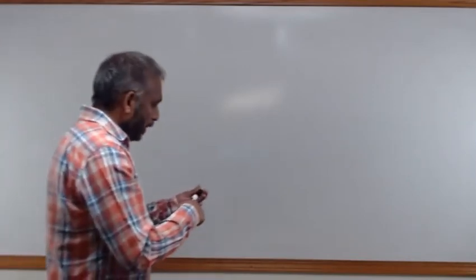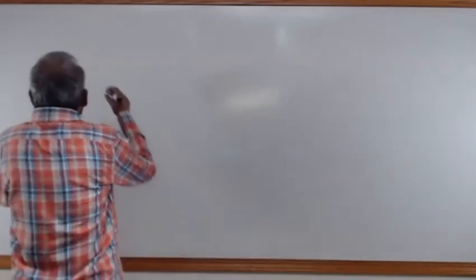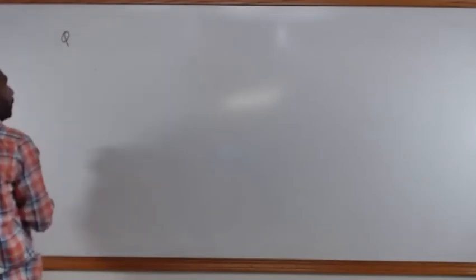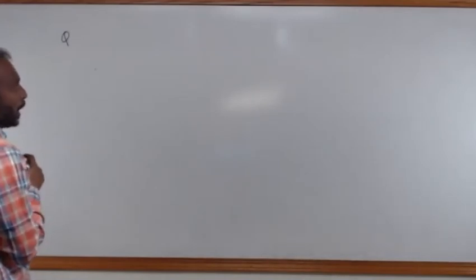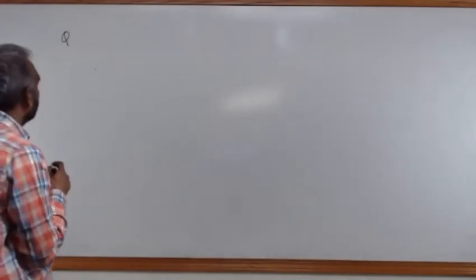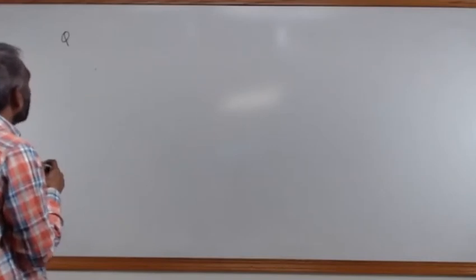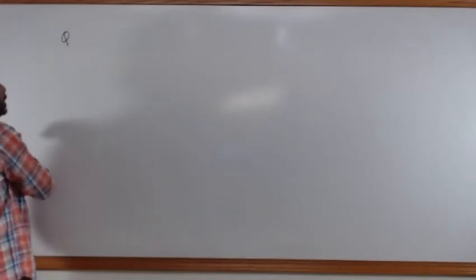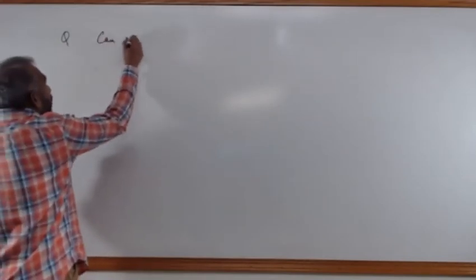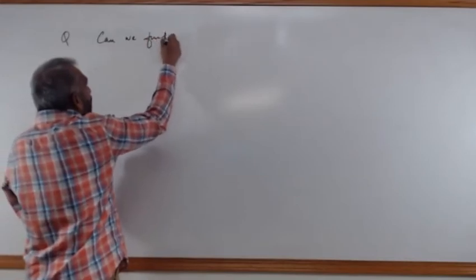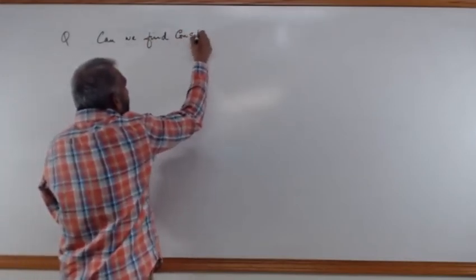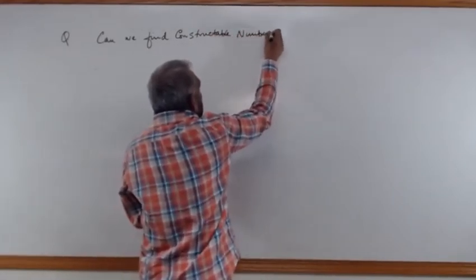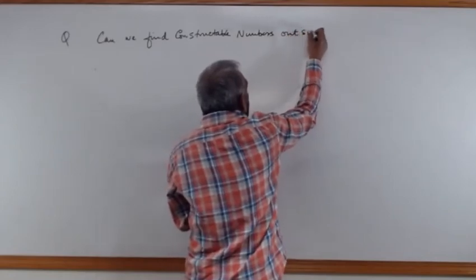So now we have already constructed every point in the field of rational numbers with the rules and the given 2 points. Can we find another number outside Q? Can we find constructible numbers outside Q?